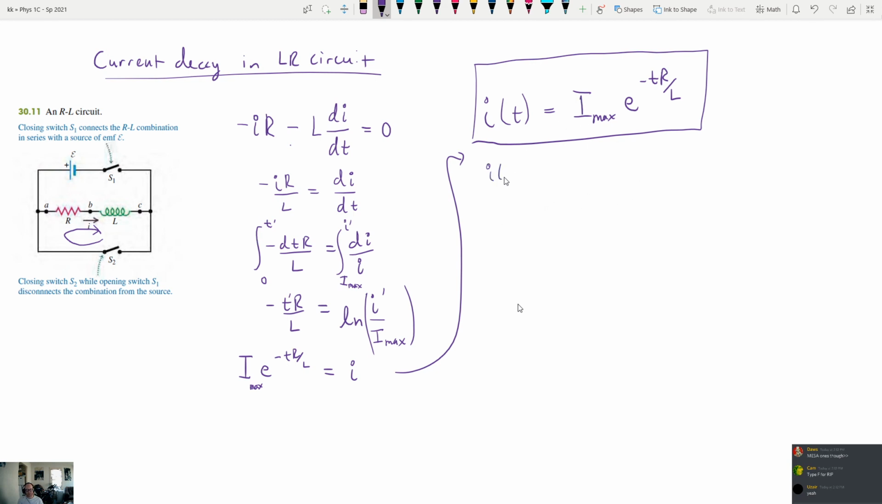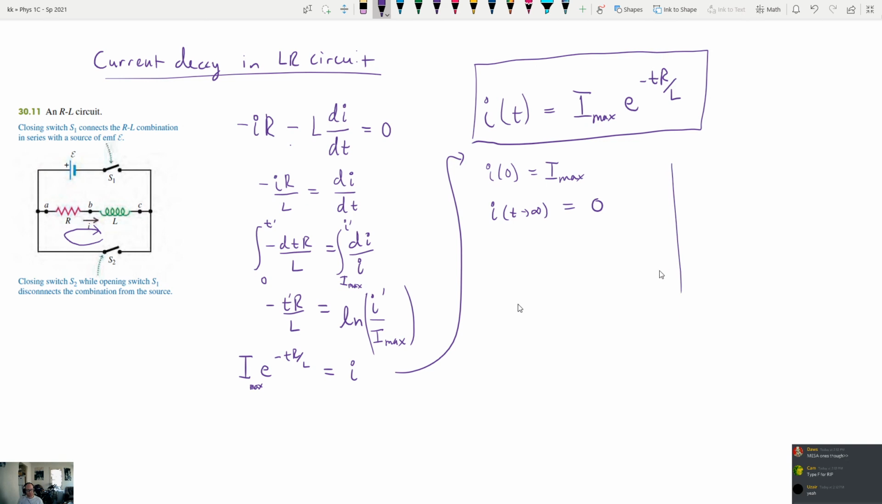So now it works out that when we take I of 0, you put 0 in here, e to the 0 is 1, so you get I max. That's what we expected. And when we let t go to infinity, then we get 0, which is what we expect. And the reality is that it will happen faster than infinity, obviously.